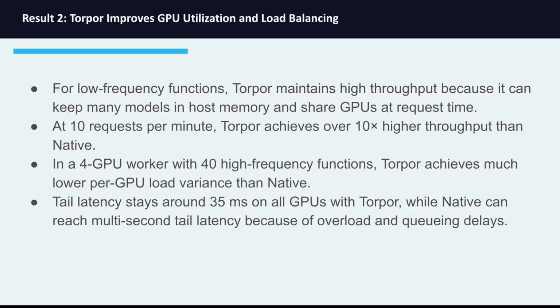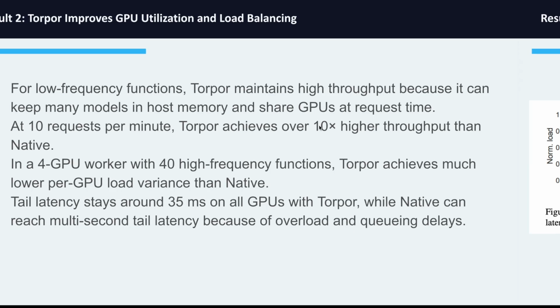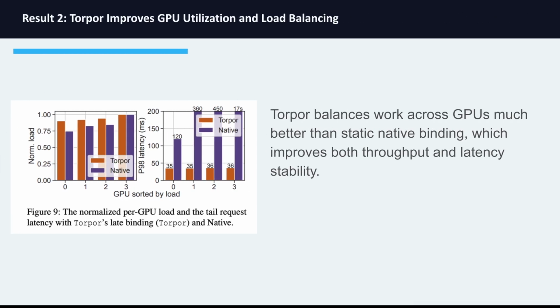So this is actually one of the strongest results of the paper, in my opinion, just because the native binding leaves some GPUs overloaded and others underused. So Torpor can move around work dynamically, so it uses the hardware much more efficiently. And this shows that. Here's a graph to support those findings.